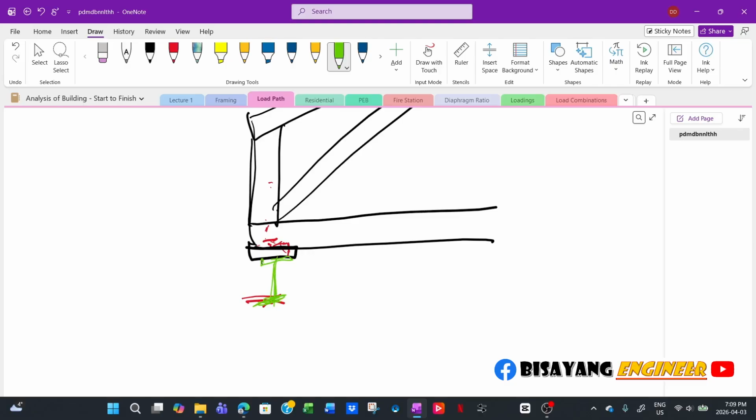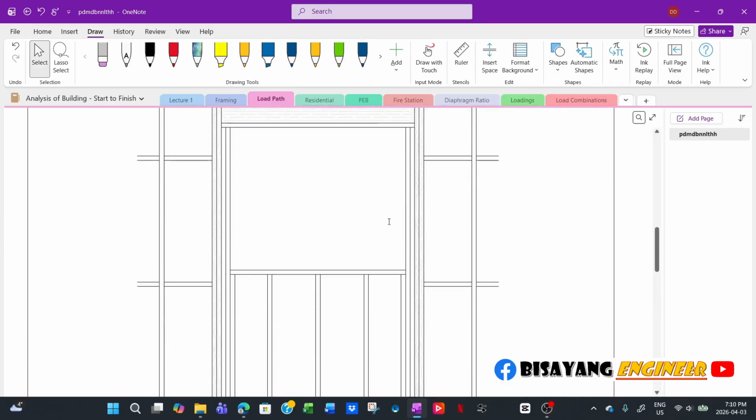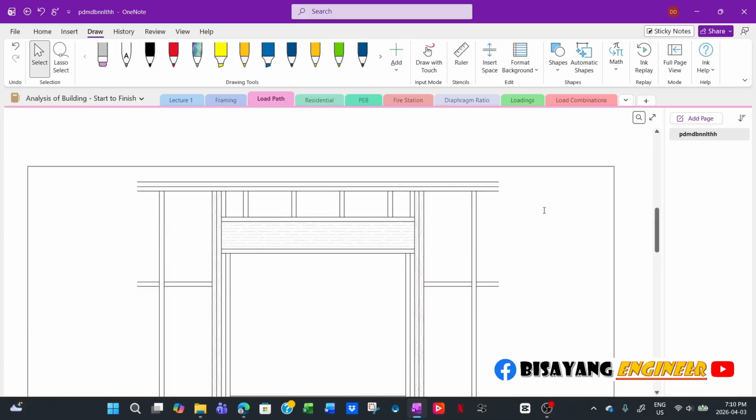So regardless of how you connect your structural elements, as long as you know how to connect the components so that it can transfer the load effectively from the roof all the way to the foundation. Now, if this is a wood frame, I prepared here a screenshot of our typical wood framing.